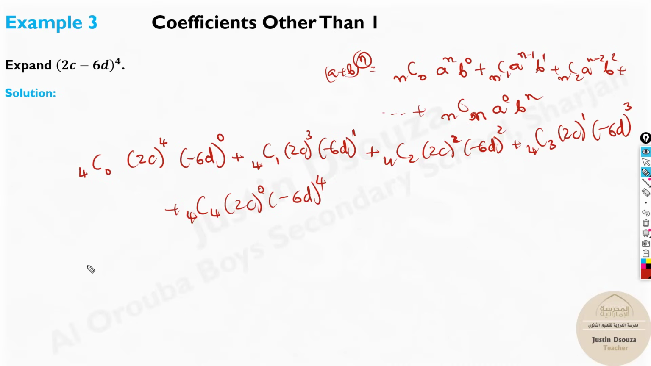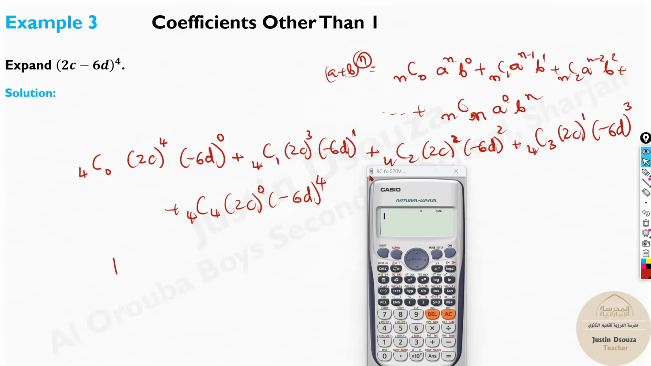Now we have to simplify this. 4C4 is basically 1, or you just use the calculator. I will show you in calculator how to do it. Now you need to press 4. How do you get the C? That is by shift and the division symbol gives you C. And what is it? 0, right? The answer is 1. If you use the formula also, you'll get the same answer. So 1. And now here, the other terms, it's 2 to the power 4, c to the power 4. And anything power 0 is 1 itself, so I'll ignore that part.